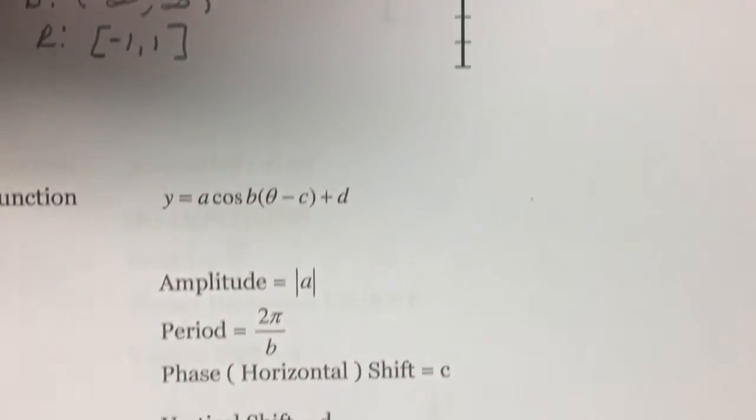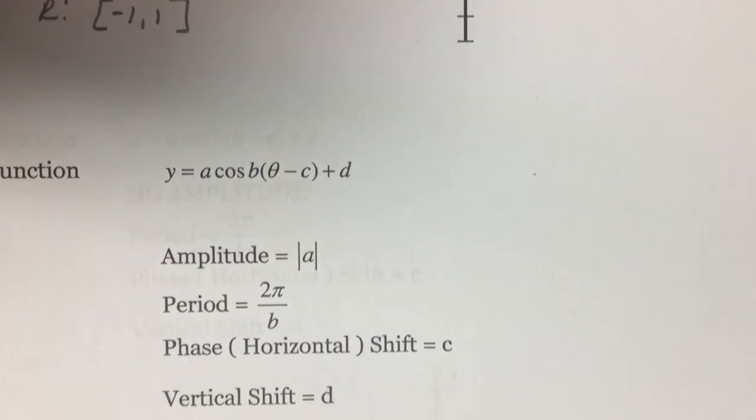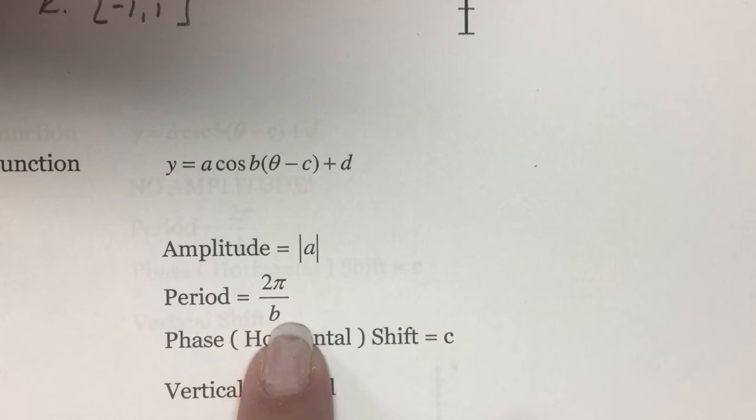So let's look at the cosine function. So here's the general form. All of the A, B, C's, and D's mean exactly the same. The period for cosine is still 2 pi over b.